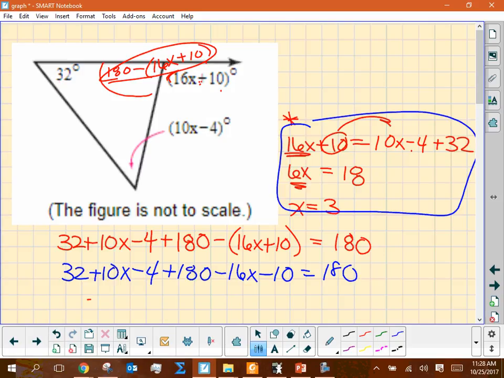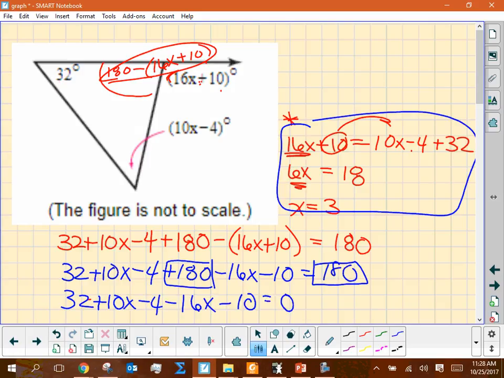Okay, you can combine like terms, but is this 180 right here and that 180 right there going to cancel each other out? Yeah? Okay. So I'll have 32 plus 10x minus 4 minus 16x minus 10 equals 0. Would you guys agree with that?